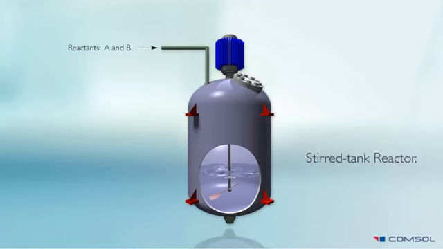Here we have reactants A and B entering a stir tank reactor, where they are mixed and exothermically react to produce the product C. Heat is a byproduct and may need to be removed. This is simple enough, but if we are to make an accurate model of this system for simulations, we need to consider the physical phenomena involved and how they interact with each other.